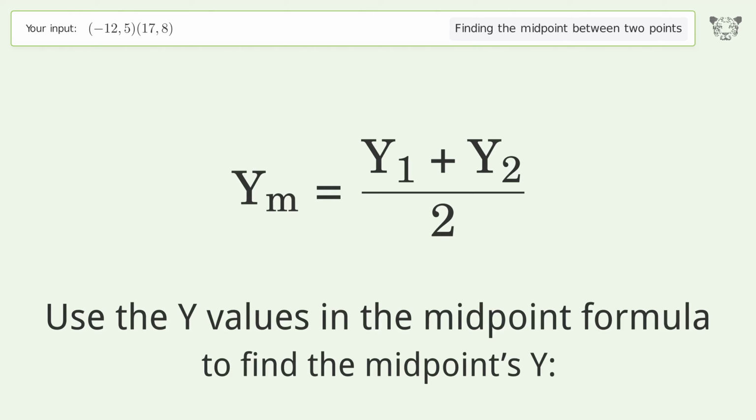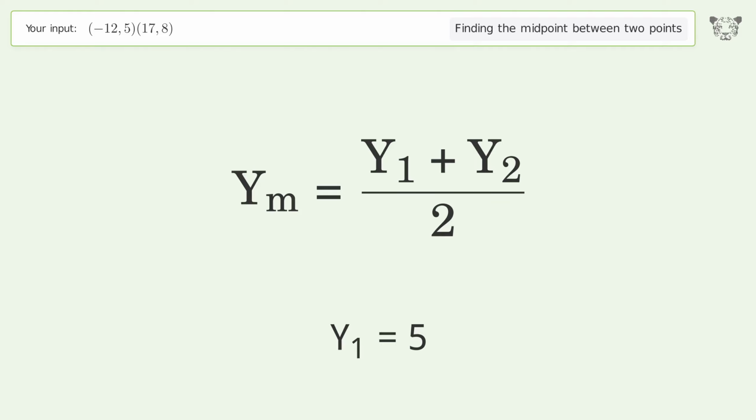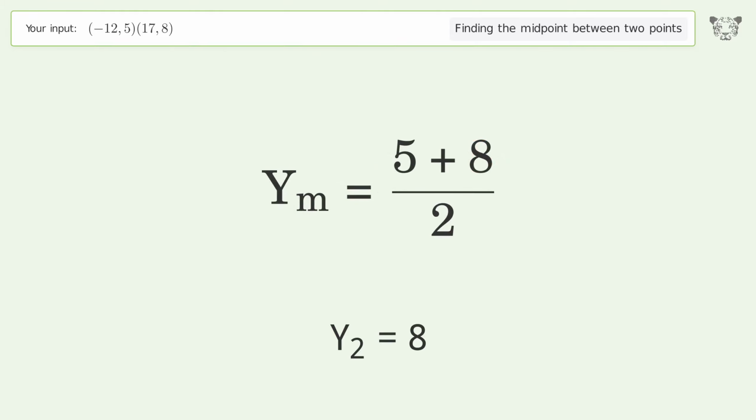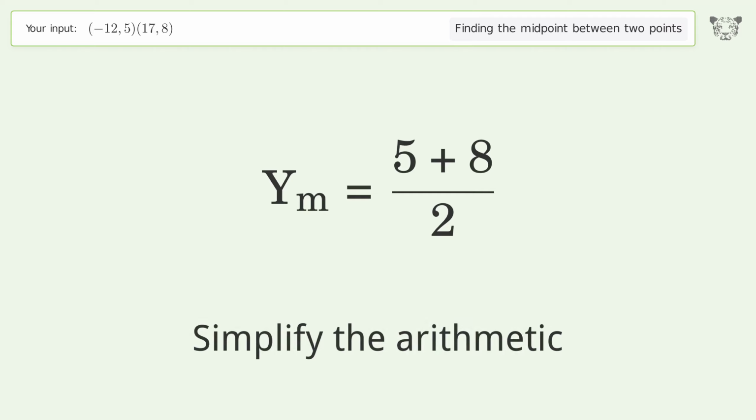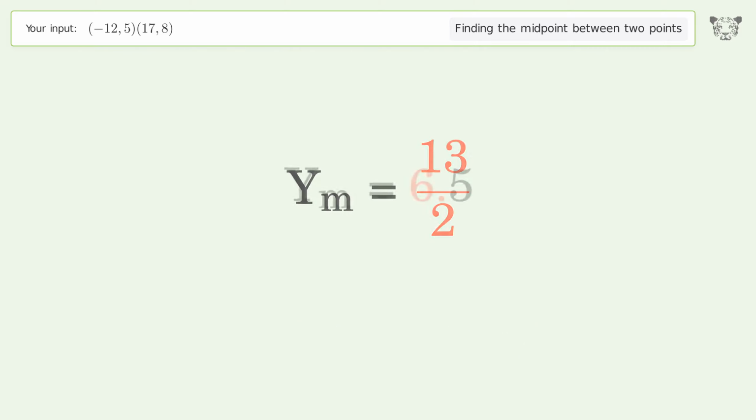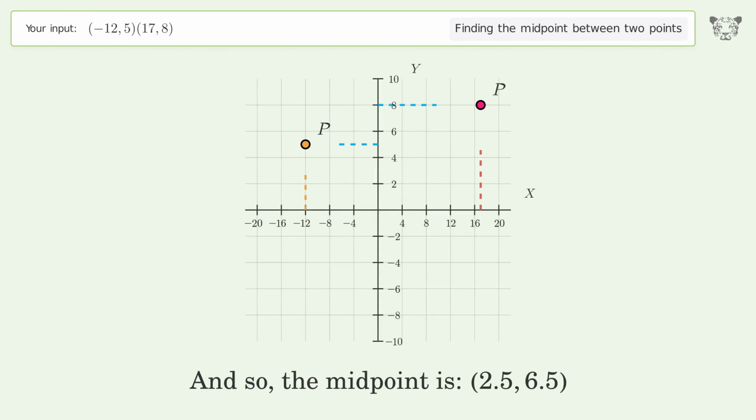Use the y values in the midpoint formula to find the midpoints y. y1 equals 5. y2 equals 8. Simplify the arithmetic. And so, the midpoint is 2.5, 6.5.